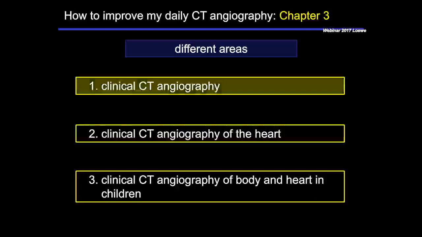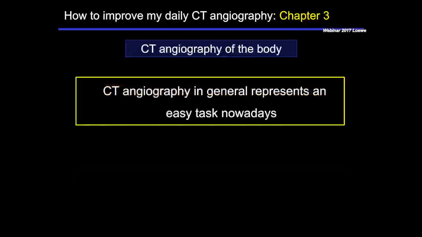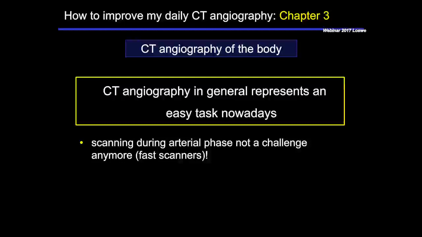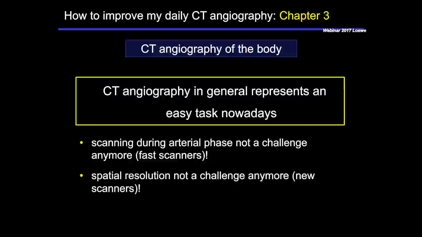It's about how to improve the clinical CT angiography of the body and how to implement all the things that we have learned in chapter one and two of those webinars. Well, in fact, given our new scanners, CT angiography in general becomes a very easy task. So the challenge or the question that we have to fulfill, and this becomes technically very easy, is to scan during the arterial phase of our intravenously administered contrast agent. And this is definitely not a challenge anymore because our scanners are that fast. Even the spatial resolution is not really a challenge anymore because the new scanners provide a really fantastic spatial resolution.